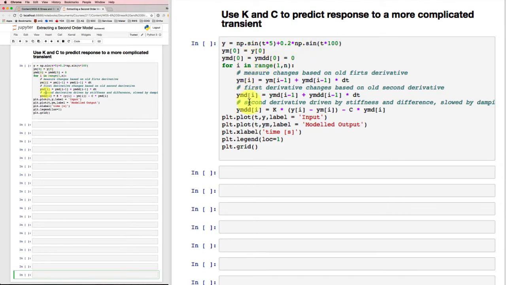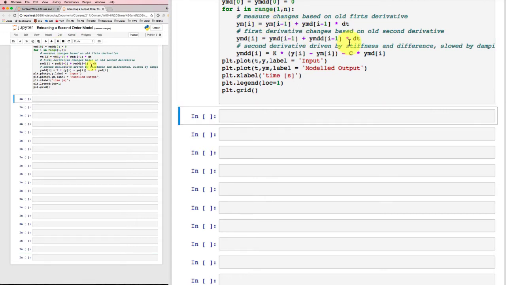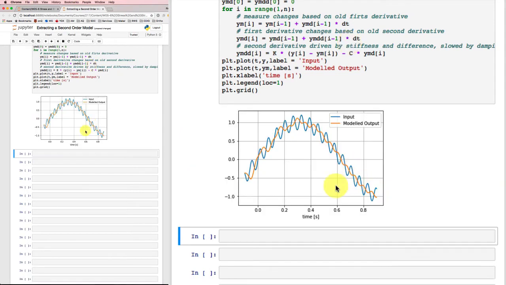I can do exactly the same kind of Euler's method calculation here, where I get the new value equal to the old value plus the derivative of the old value times delta t. And I can plot out the input. That's the quantity that I'm trying to measure, and then the modeled output, and see how our transducer is going to do in following it. And if I run that, there's my blue oscillation. That's the input to the transducer.